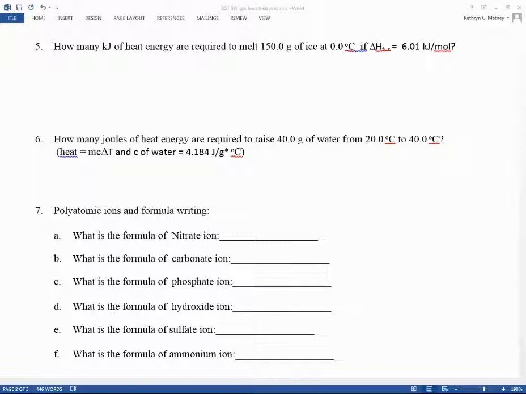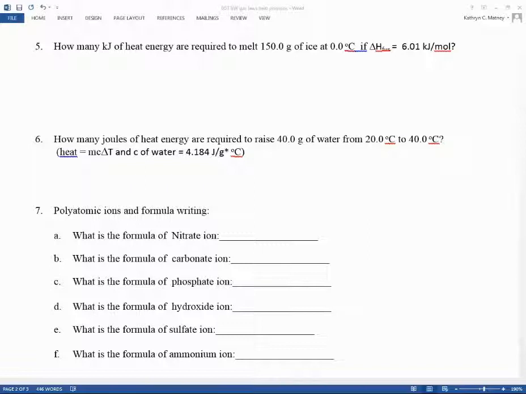Okay, so this question gave me grams of water, or ice, solid water, and it gave me the delta H. So Natalie, what's my problem? I don't have the number of moles. I do have grams.